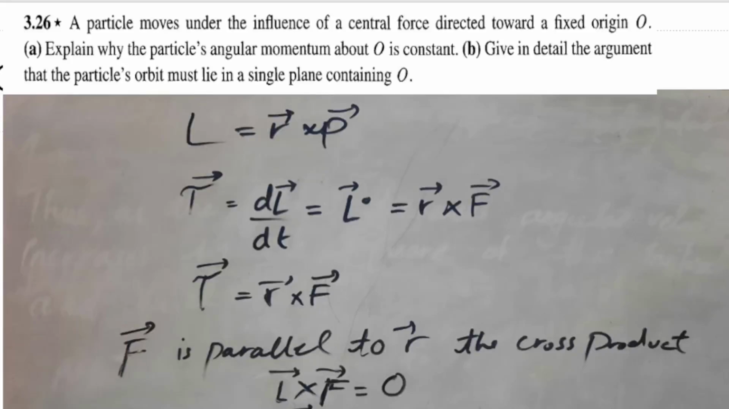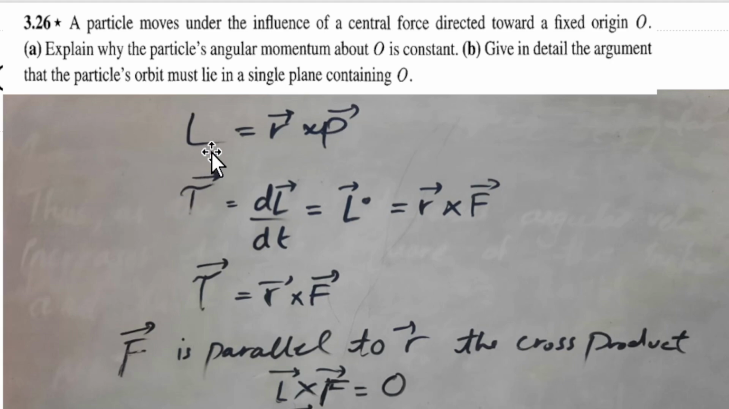Okay, let's start numerical 3.26. A particle moves under the influence of a central force directed toward a fixed origin. In the first part, we have to explain why the particle's angular momentum about the origin is constant, and give a detailed argument that the particle's orbit must lie in a single plane containing the origin.